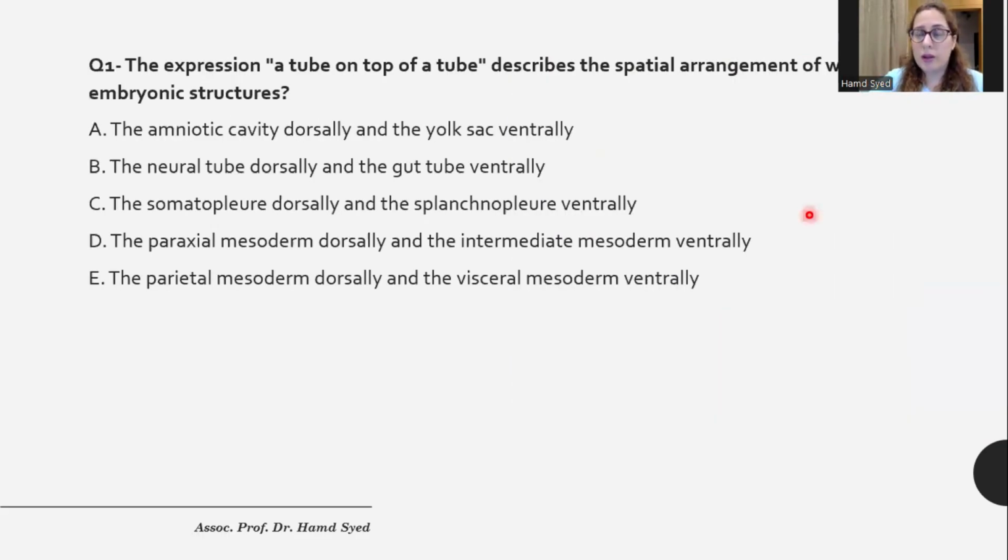So now that we've discussed the ventral body wall defects, and before that we talked about the formation of body cavities, I'm going to discuss a few MCQs related to this topic, and you should be able to answer these MCQs. So the first one is that the expression of, I told you, a tube on a tube describes the spatial arrangement of which two embryonic structures. Well, we denoted this expression to the neural tube, which is present on top of the gut tube.